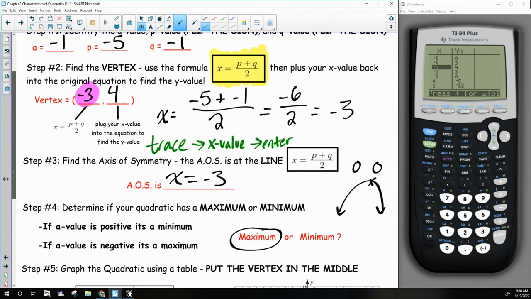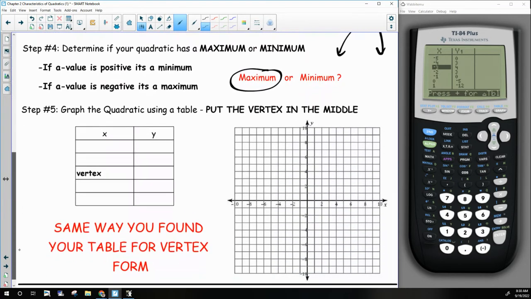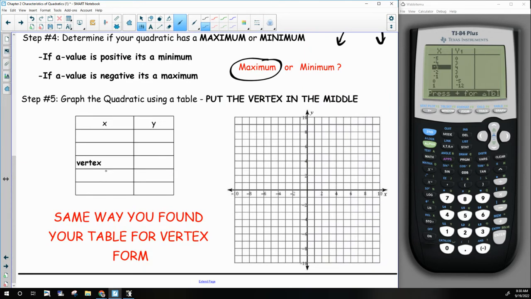And finally, it's time to put our vertex in the center of our table. Our vertex is the point -3, 4, right in the middle.